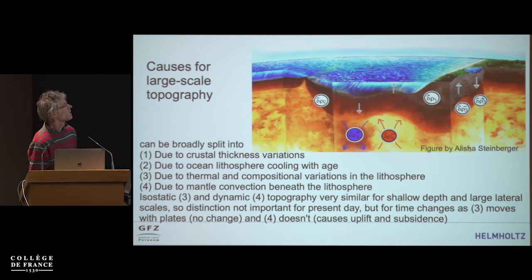The causes of large-scale topography can be broadly split into 4 contributions. One is due to crustal thickness variations. This is the largest contribution, and it's the one that's obviously not dynamic topography, so that's what everybody would subtract. It's shown here as delta rho 1. This dark gray color is the crust. Thick crust gives high topography, like the ocean-continent contrast.